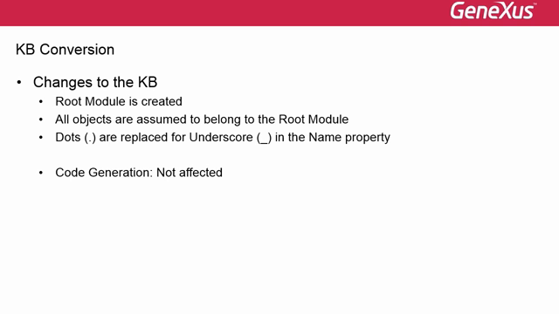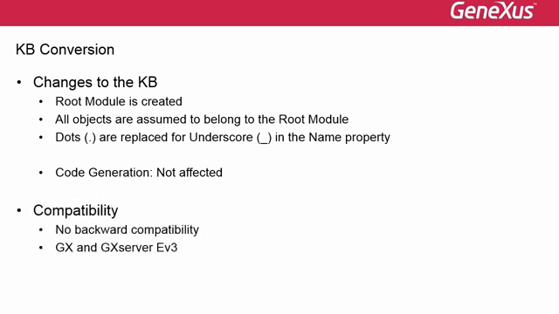In regards to the code generated, if we do not define new modules in the KB, the code generated does not change. It'll only make a difference when we start to introduce modules in the KB. And regarding compatibility, after we've opened the KB with Evolution 3, we cannot open it with previous versions because there's no compatibility in that sense. And in the case of using GX Server, we will also need GX Server in Evolution 3. In other words, in Evolution 3, we must use the same version of GeneXus and GX Server.